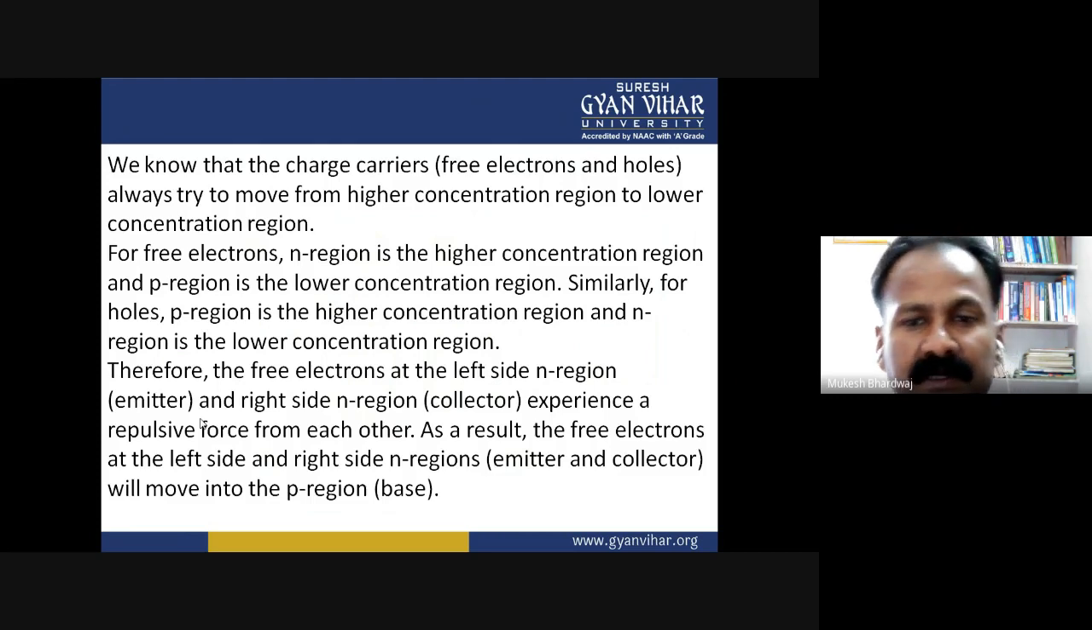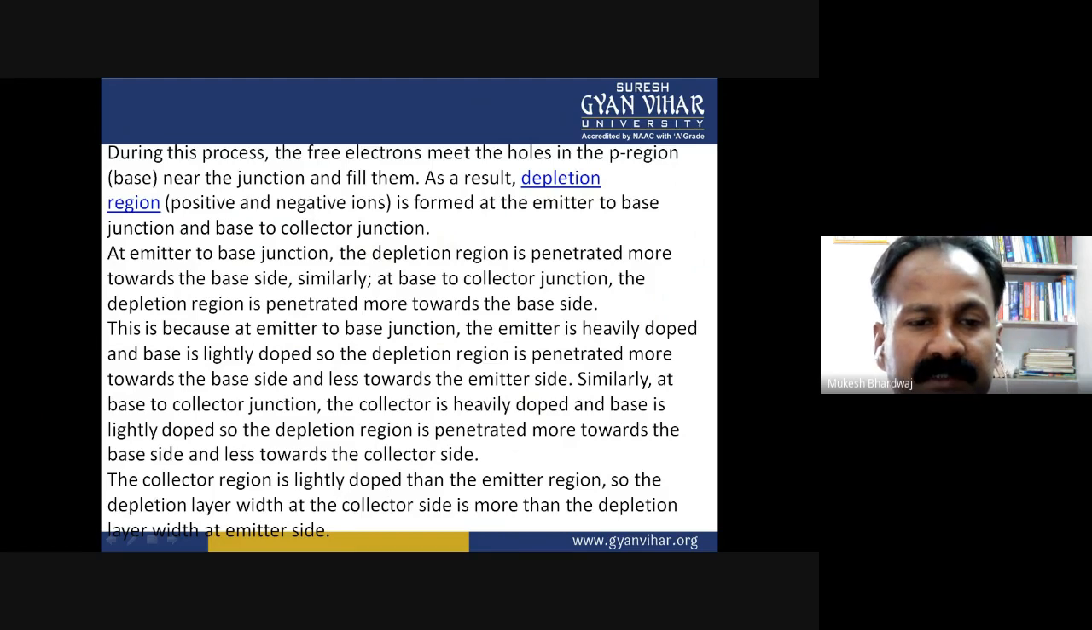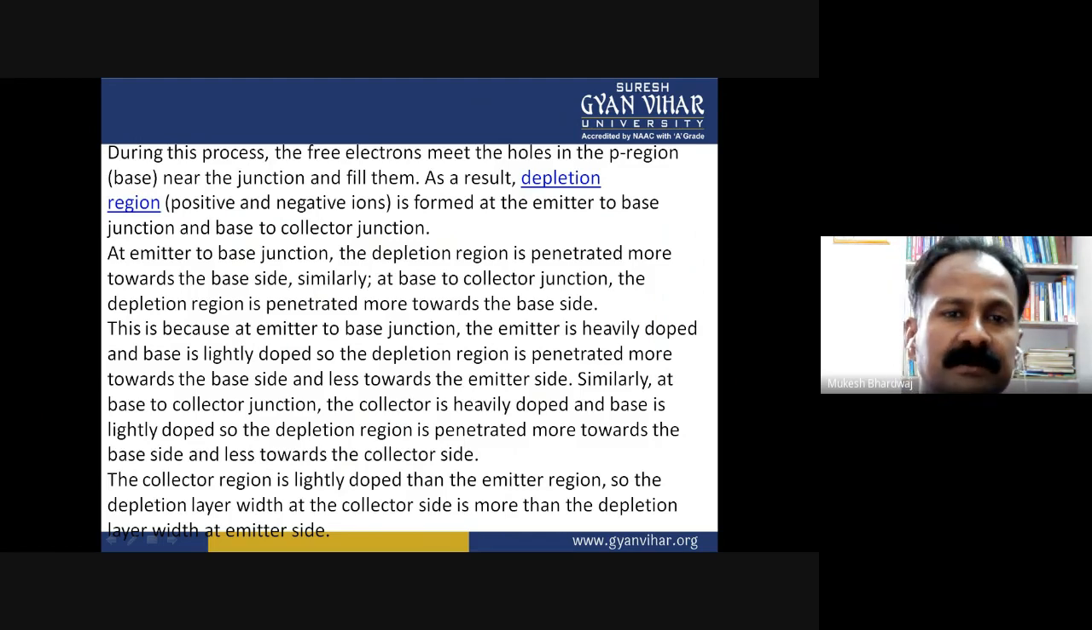Therefore, the free electrons at the left side N region emitter and right side N region collector experience a repulsive force from each other. As a result, the free electrons at the emitter and collector will move into the P region. During this process, the free electrons meet the holes in the P region base near the junction and fill them. As a result, the depletion region, positive and negative ions, is formed at the emitter to base junction and base to collector junction.